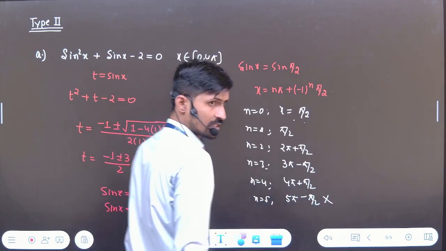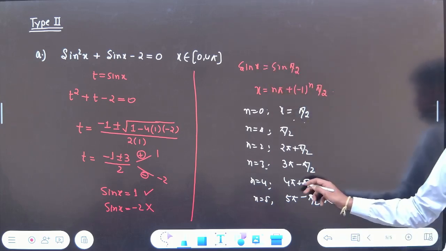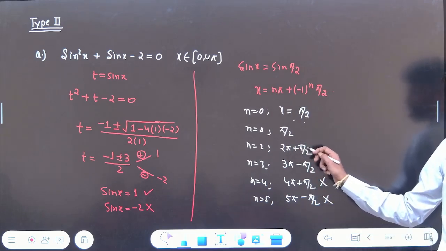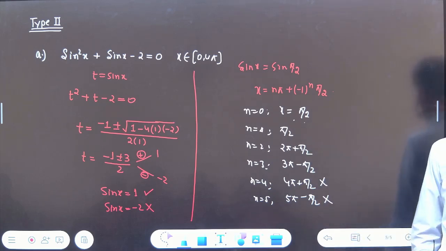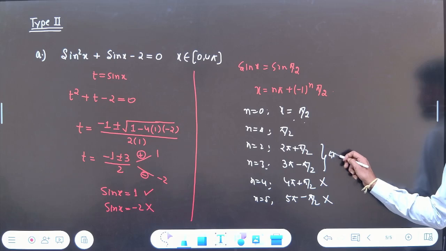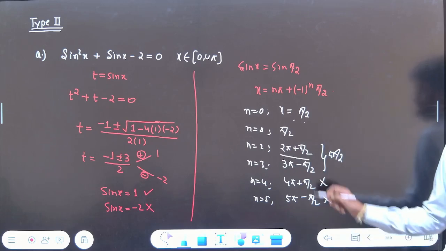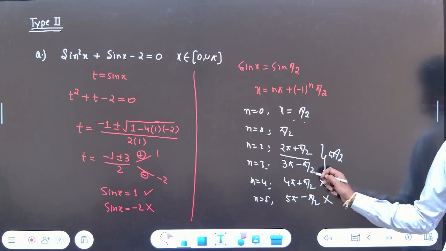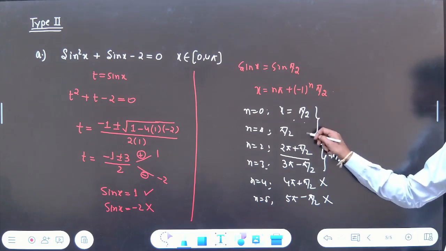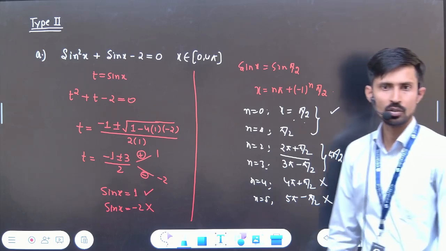5 pi minus pi by 2 is outside 4 pi. 4 pi plus pi by 2 is also outside 4 pi. 3 pi minus pi by 2 and 2 pi plus pi by 2: can you tell me whether both are the same or different? Both are 5 pi by 2. So don't write like this, at least find the value. Values can repeat. It looks like 2 pi plus pi by 2 and 3 pi minus pi by 2 are different, but both are the same. One angle here, one angle here. How many angles? 2. So the total number of solutions is 2.